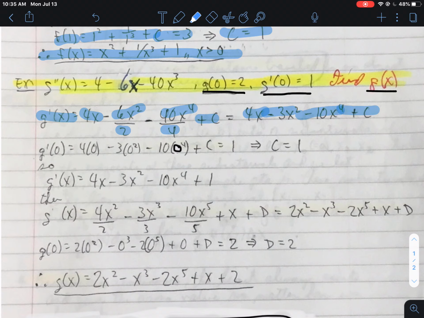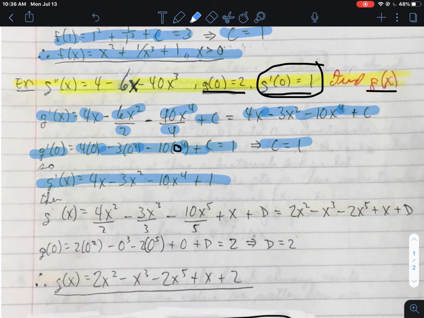minus 3x squared minus 10x to the fourth plus c. That's g prime. And then we are given a specific condition, specific information about g prime. So I can use that to find c. So g prime of 0, plug 0 into g prime. So 4 times 0 minus 3 times 0 squared minus 10 times 0 to the fourth plus c equals 1. Well, those are all going to be 0, so I've got c equals 1. So that gives us the specific g prime, plugging 1 in place of c, 4x minus 3x squared minus 10x to the fourth plus 1.